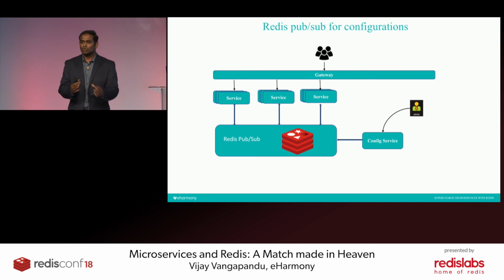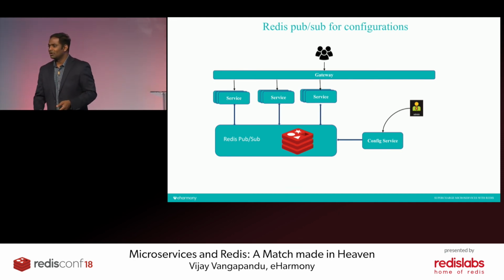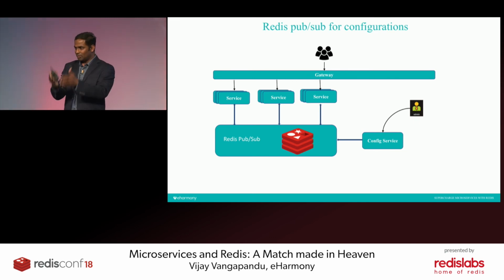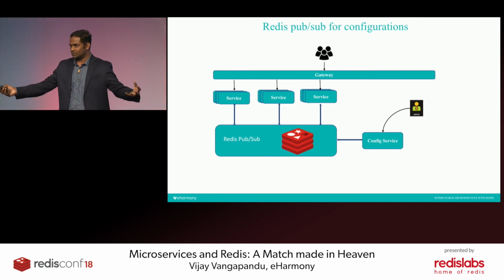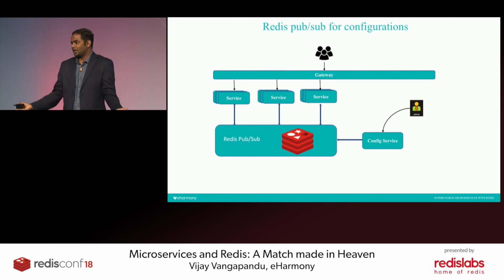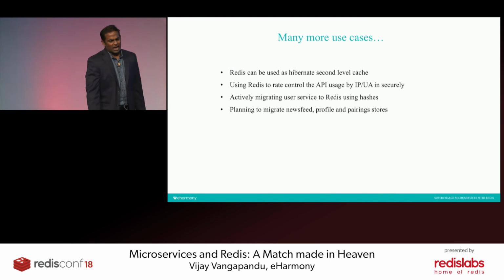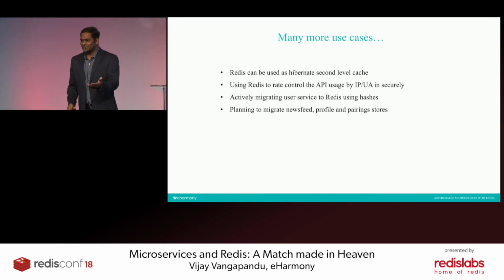There are so many solutions, but one solution we came up with is Redis pub/sub. When we update that config value in our config service, we publish to Redis, and then the nodes consume off of it and update it. So it's available right there. And there are many more use cases. I can't cover all those use cases here.